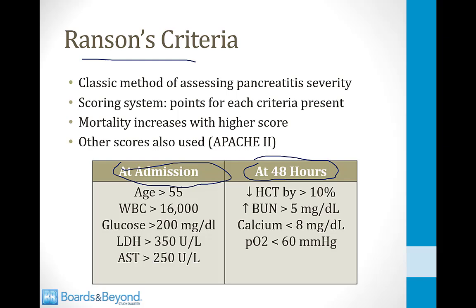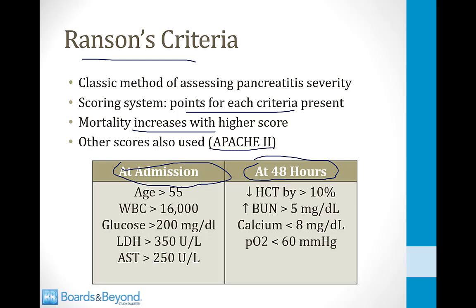You don't need to memorize these, but these will come up in your critical care rotations in 3rd year when you take care of patients with acute pancreatitis. And basically a point is given for each criteria that's present, and mortality goes up among patients who have more points and have a higher score. And besides Ranson's criteria, there are other criteria that are used. APACHE 2 is one of the newer ones, but all of these do the same thing.